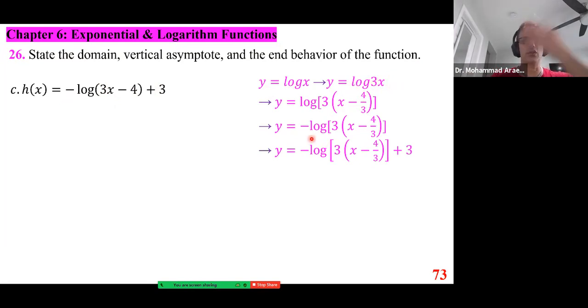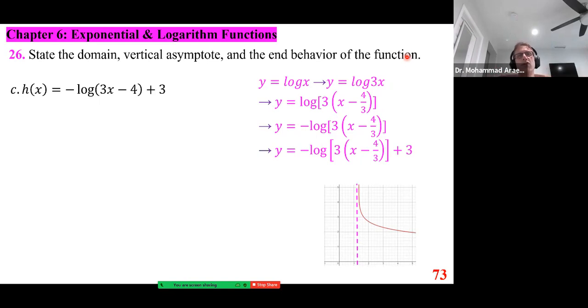It flips over with respect to the x-axis. Then plus 3 acts and it shifts up by 3 units. So those are the transformations. I highly recommend you look at them to see what happens. So it has an effect.